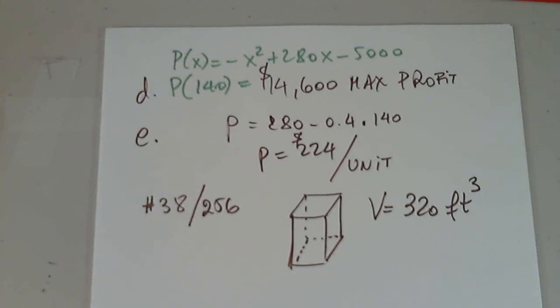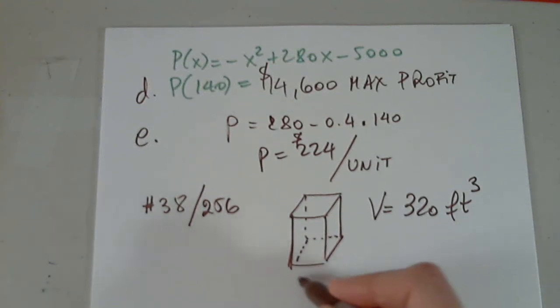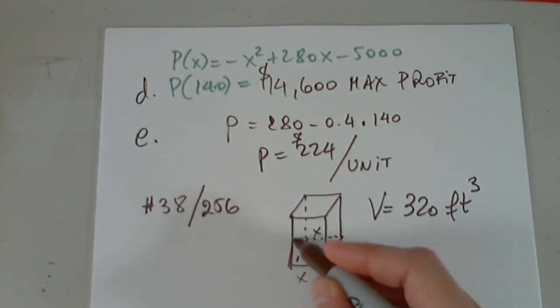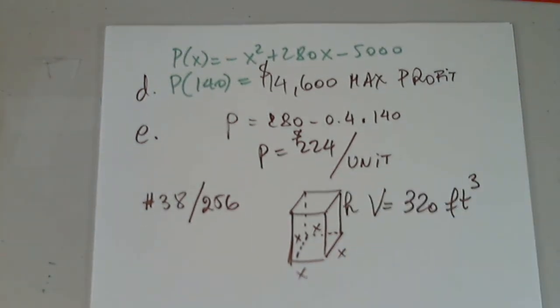With a square base and a top. Okay, so the base is a square, fine. So then I know that this is x, x, x everywhere. And the height is the height of the box.